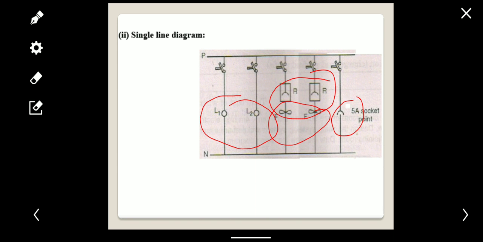Each component, or each load, is connected with a separate switch. This is switch 1, 2, 3, 4, 5. So 5 switches for the 5 loads, and all are connected in parallel between the phase and neutral. So this is called a schematic diagram or single line diagram.